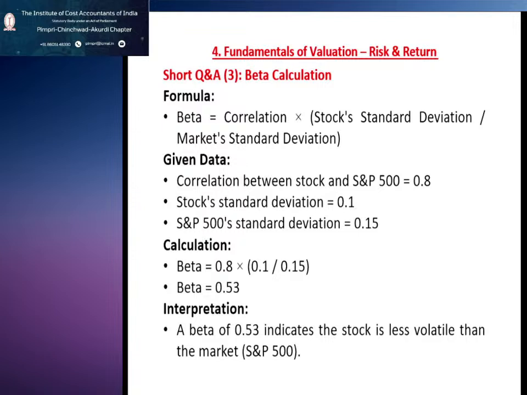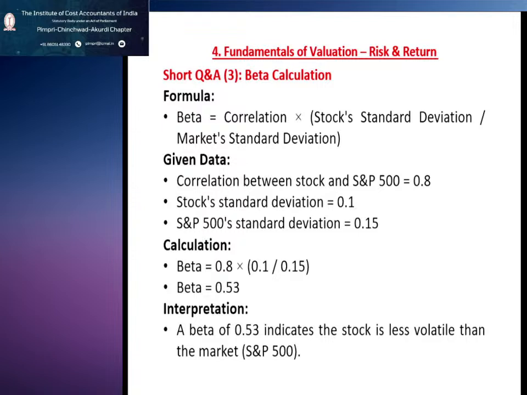So the calculation for beta: correlation over here is 0.8, multiplied by the individual stock's standard deviation, which is 0.1, divided by the market standard deviation. The market here is the S&P 500, whose standard deviation is 0.15. So 0.1 divided by 0.15. So 0.8 times (0.1 divided by 0.15) is the beta. So beta is 0.53.